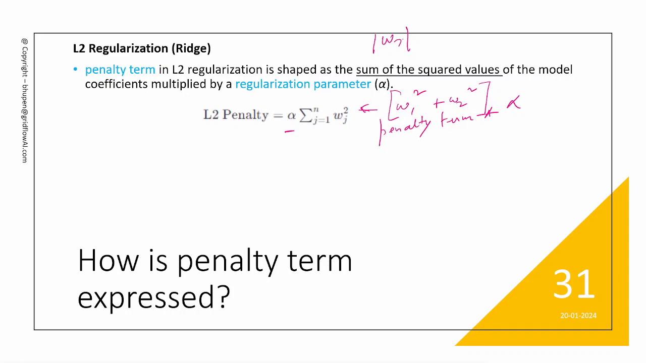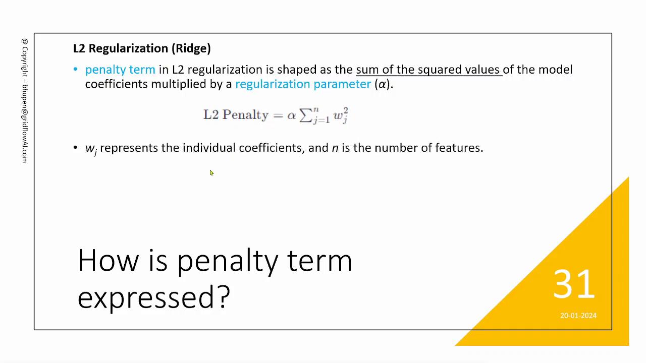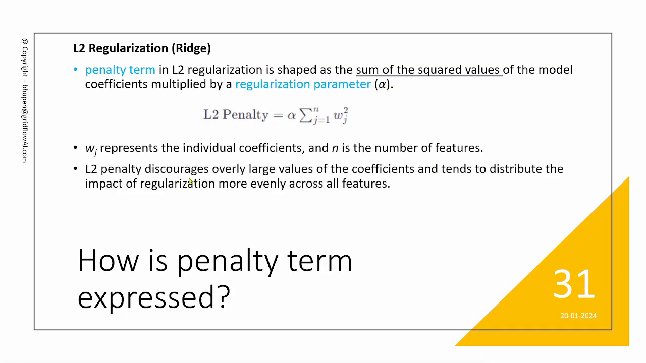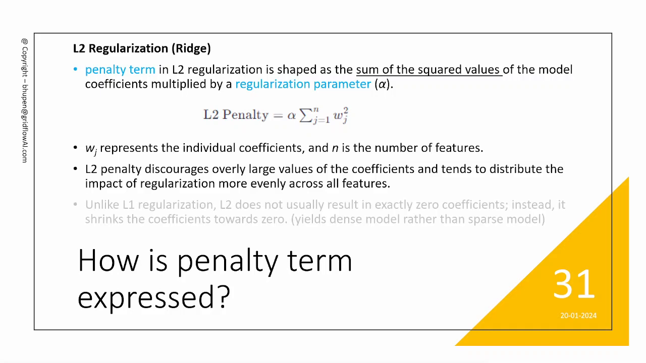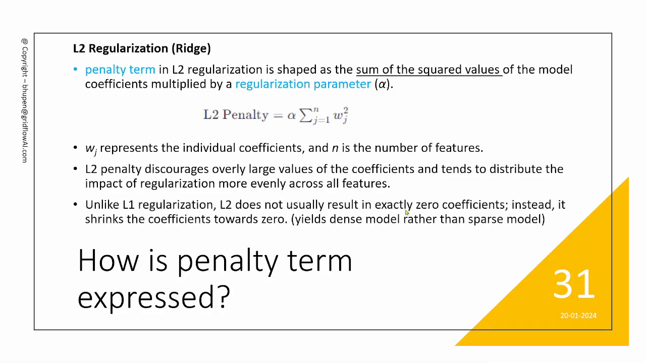We're going to see what the use of alpha as a configurable parameter is pretty soon. Wj is the coefficients, n is the number of features. The L2 penalty discourages overly large values, which is similar to L1 regularization. But the difference here is L2 does not result in any of the coefficients turning to zero. Some of the coefficients will turn very, very close to zero, but not exactly zero. So L2 regularization cannot be used as a feature engineering or feature selection technique.